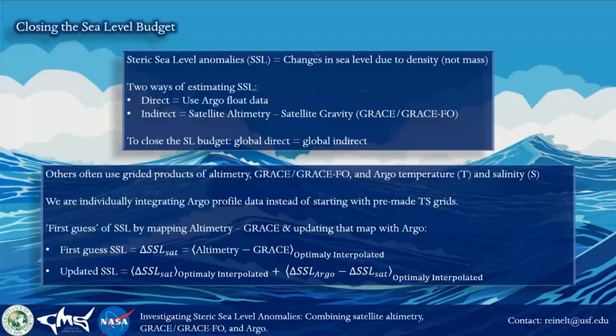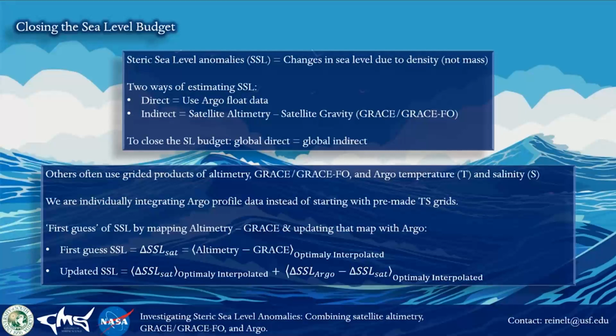The steric sea level anomalies are changes in sea level due to density changes, and there are multiple ways of estimating it. You can estimate steric sea level anomalies directly by using Argo floats, or indirectly by subtracting satellite gravity from satellite altimetry. And to close the sea level budget, you want the global average of direct measurements to equal the global average of indirect measurements.